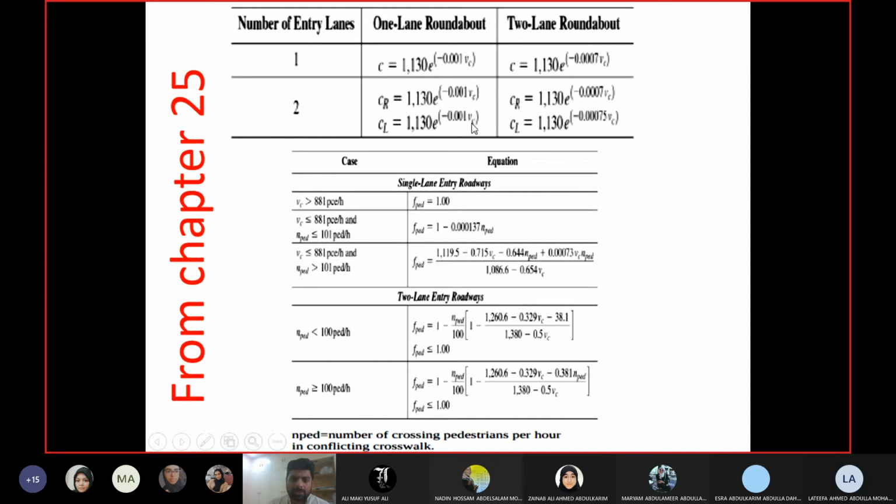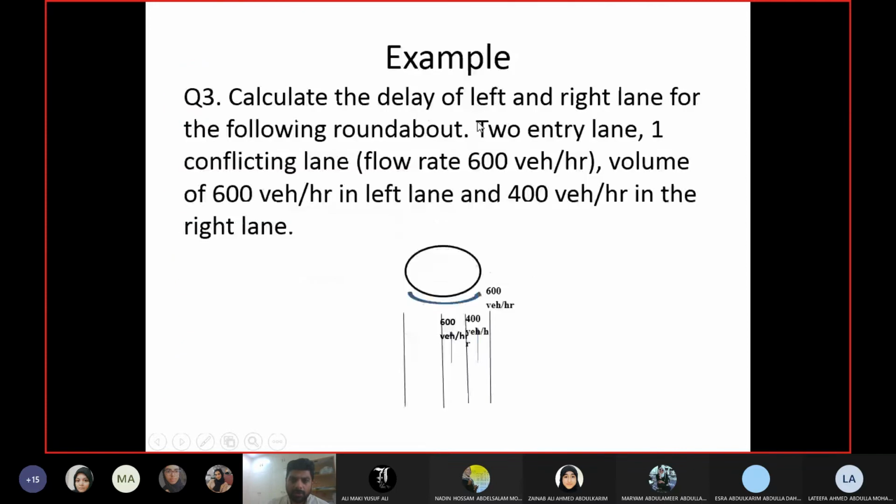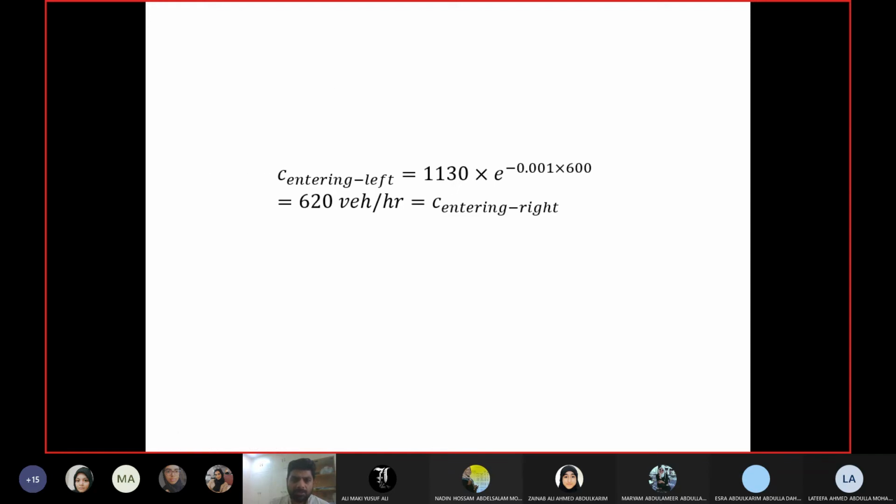Now, VC is what? VC is the circulating flow, the conflicting flow, which is the flow of the roundabout, 600 vehicles per hour. So VC will be 600. First of all, you will find out the capacity. Since there are no pedestrians given here, I do not have to apply any pedestrian adjustment factor. It is not required because it is not given. Capacity of the left and the right hand side lane will be equal, which is 620 vehicles per hour.